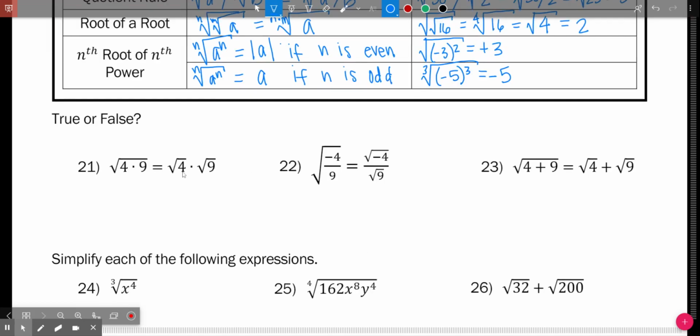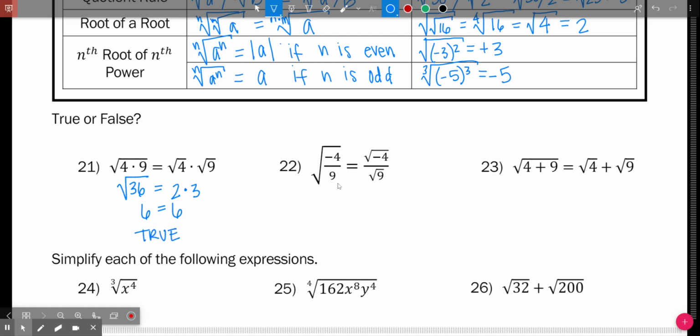True or false? The square root of 4 times 9 is equal to the square root of 4 times the square root of 9. Well, we can prove it. The square root of 36 is equal to the square root of 4, which is 2, times the square root of 9, which is 3. The square root of 36 is 6, and 2 times 3 is 6. This is a demonstration of the product rule.